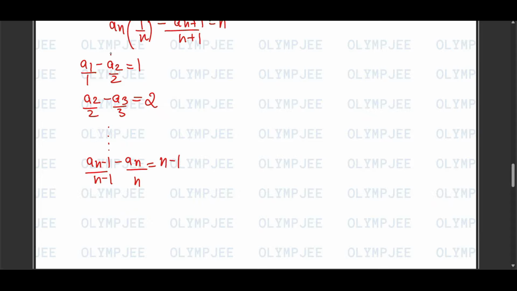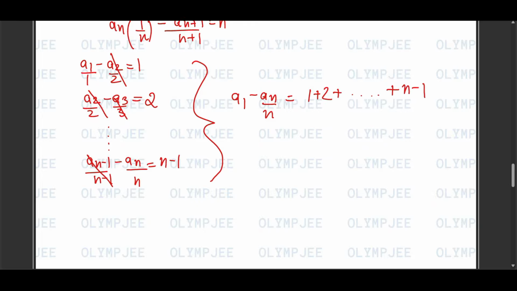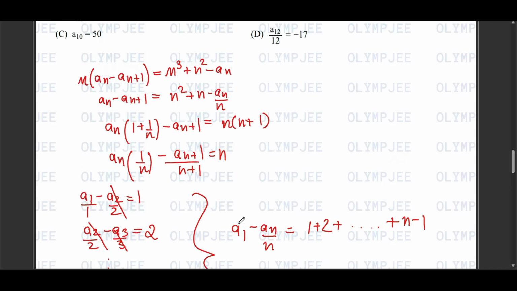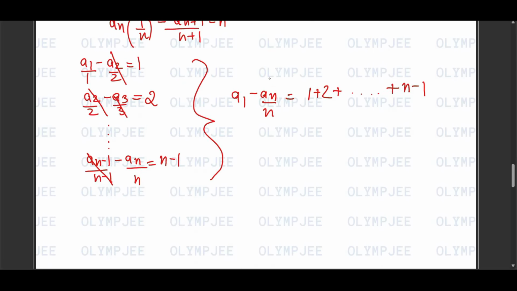So cancelling out the terms, this will cancel out somewhere here and this will also get cancelled out. So we will finally get a1 minus a_n by n is equal to 1 plus 2 plus so on till n minus 1, right? So from here we will get a1 minus a_n by n is equal to n plus 1 by 2, right? So we can now match the things.